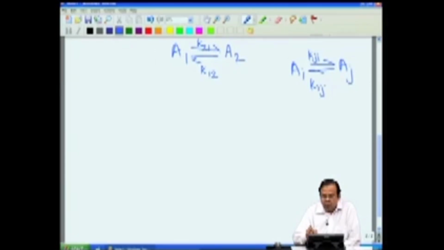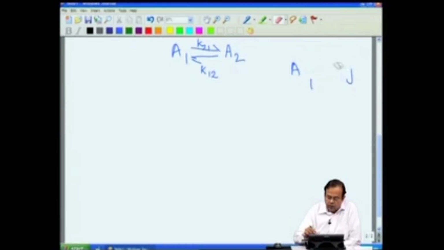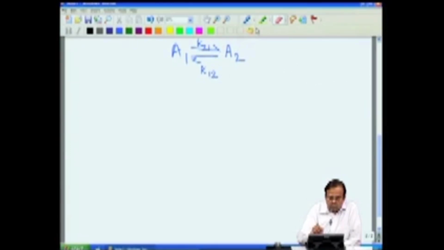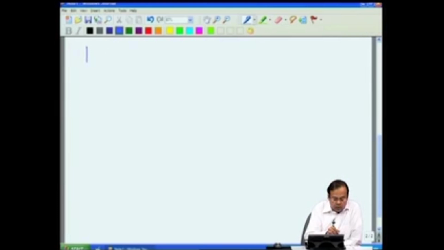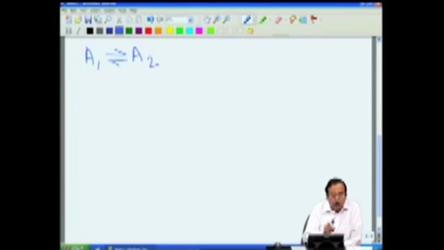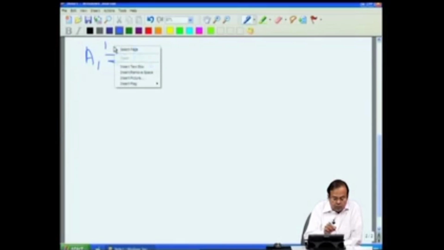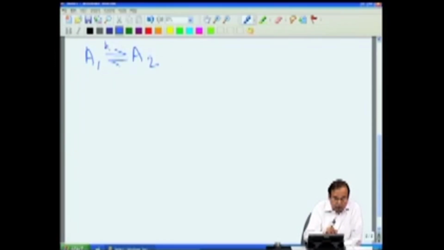So, if I have this reaction network, this is a general case, we will come back to that a little later on. So, if I have a reaction network, and let me rewrite this so that we have enough space to write things. Let us say my reaction network is A1 going to A2. I am calling the forward reaction as K21, the reverse reaction rate as K12.